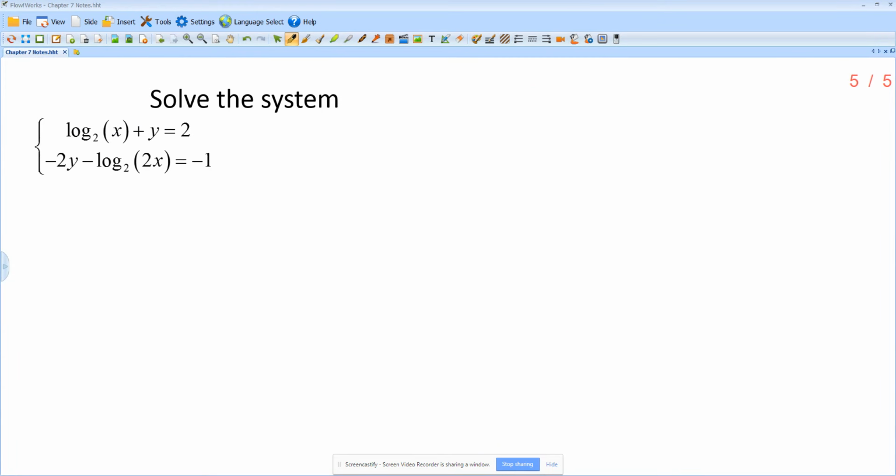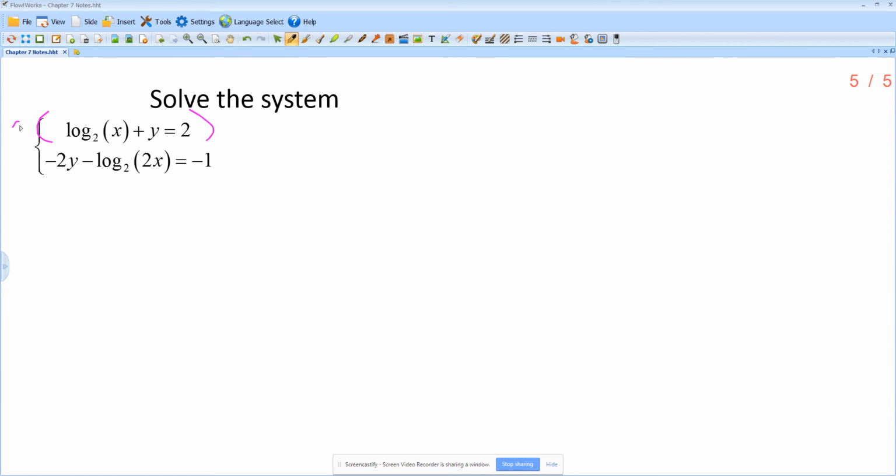All right, and then we have this super cool one because it throws it back to chapter 3. And I know that you loved chapter 3 and you loved logarithms. So we've got log base 2 of x plus y equals 2, and negative 2y minus log base 2 of 2x equals negative 1. So the first thing I would look at is getting rid of these y's.